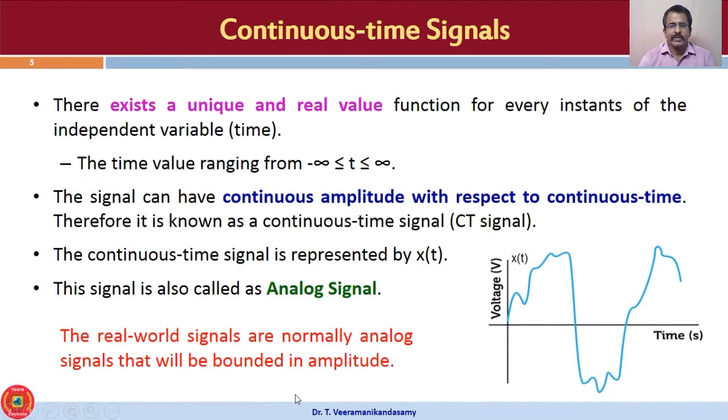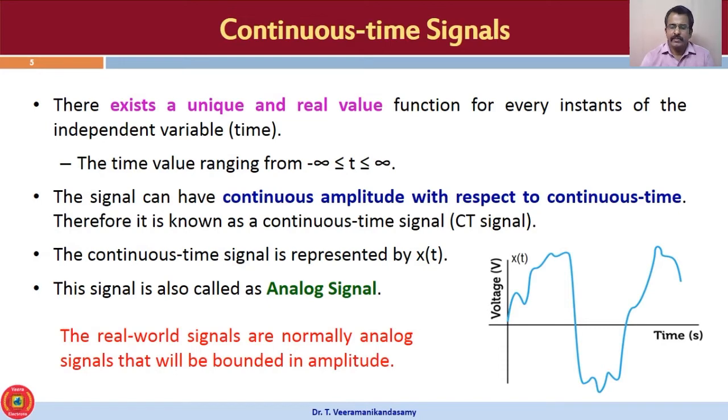So we'll look at the continuous time signal. There exists a unique and real-valued function for every instance of the independent variable time. So it is a finite real-valued smooth function x of t of the independent variable time. Time is the x-axis variable, and the time value ranges from minus infinity to plus infinity. So the signal can have continuous amplitude with respect to continuous time, and therefore it is known as a continuous time signal or CT signal.